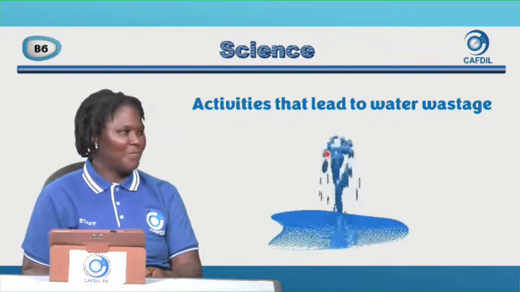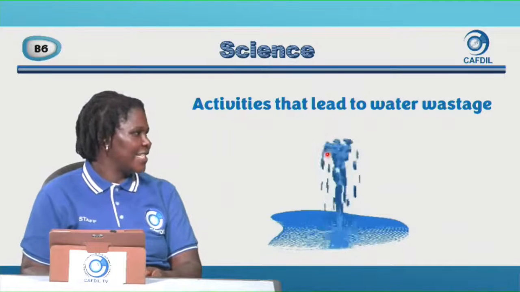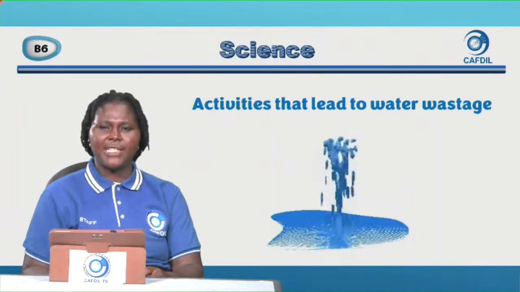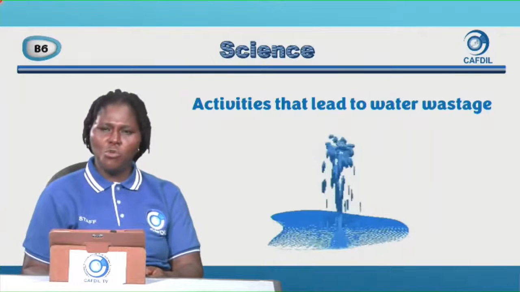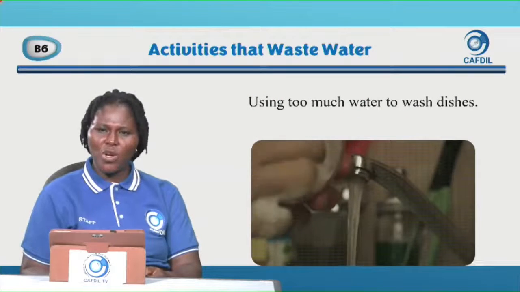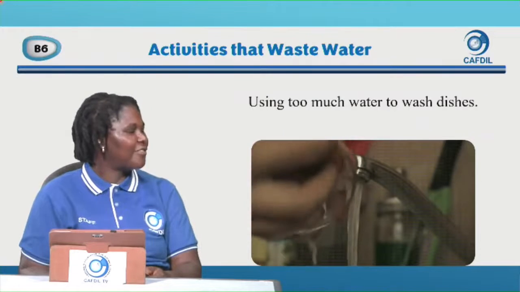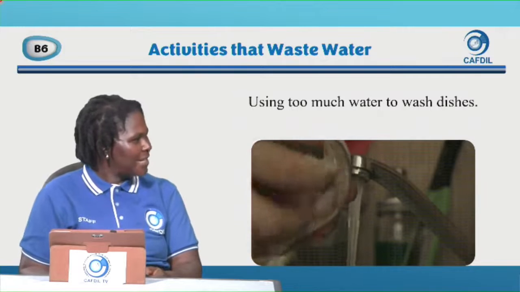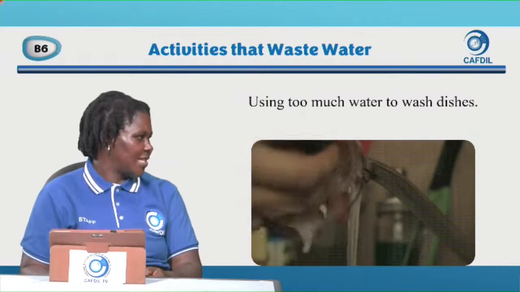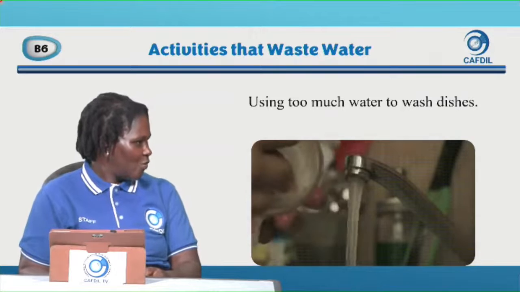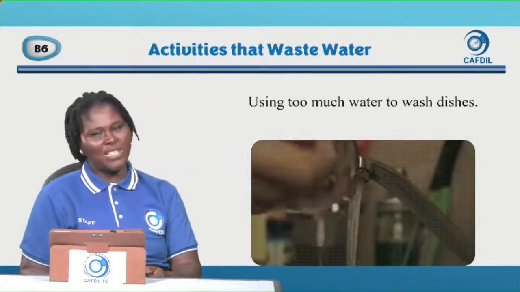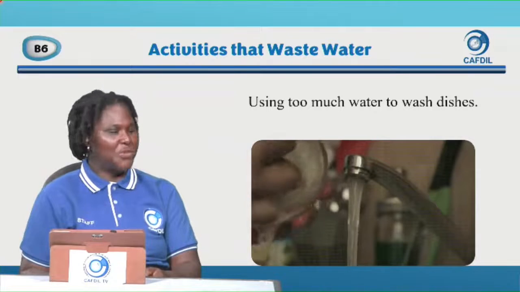Okay, let's continue. Now, activities that lead to water wastage. Things that we do that waste our water. We are going to look at them so that we'll be careful and stop doing them. Let's continue. Using too much water to wash dishes. Children, you do it. When you have a tap in your kitchen, you open the tap for the water to flow, meanwhile you are not using the water. This wastes water. Look at the woman washing the dish. The tap is on. You are wasting water.